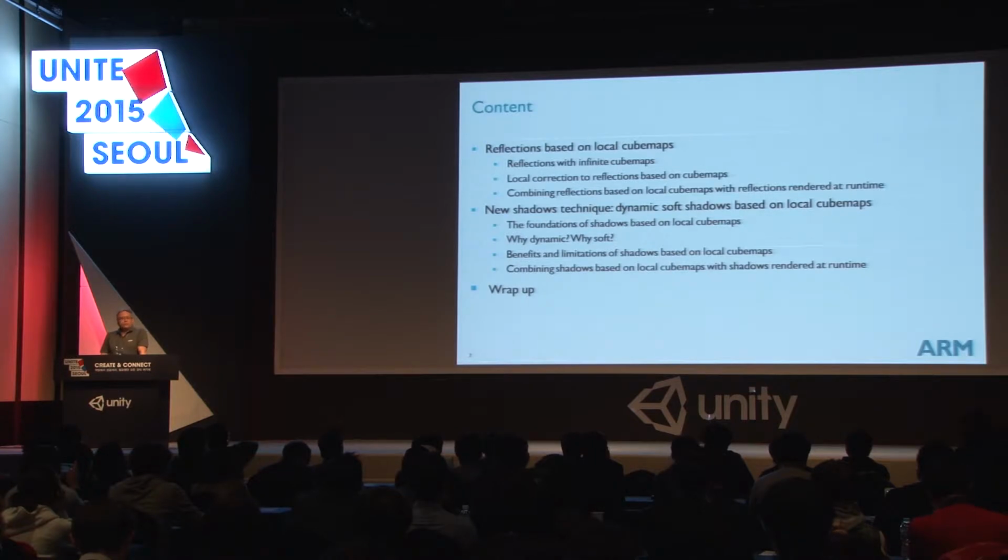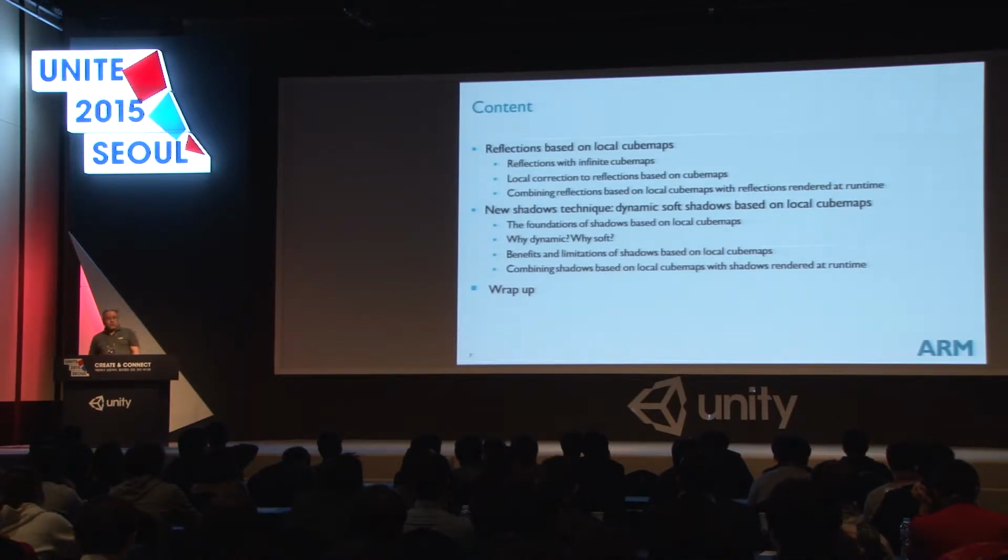And once we've gone through the concept of local cubemaps and how to use them in implementing reflections, I will explain this new shadow rendering technique that we have developed at ARM recently. I will explain the fundamentals of this technique and how to use it at runtime to implement very efficient and high quality shadows. And finally, I will wrap up the talk.